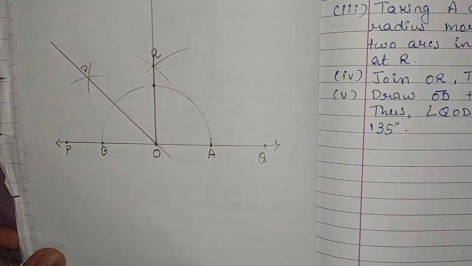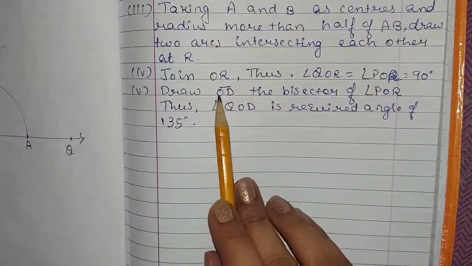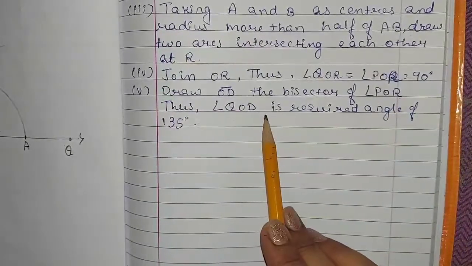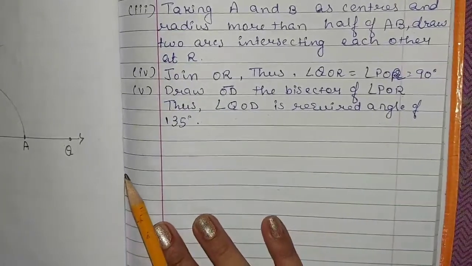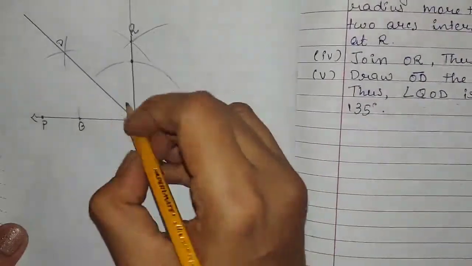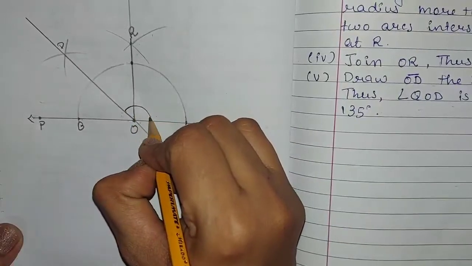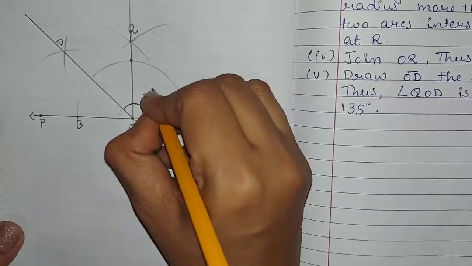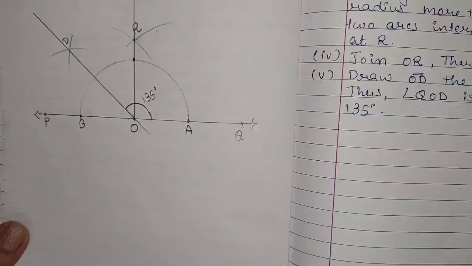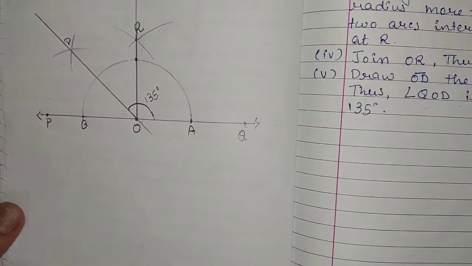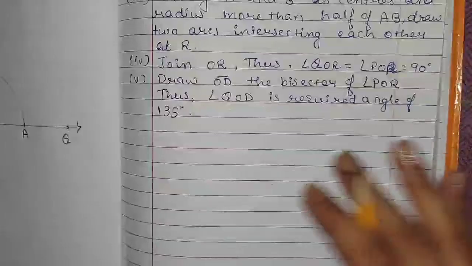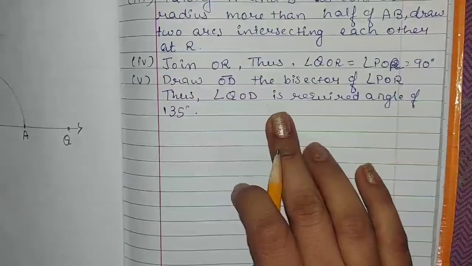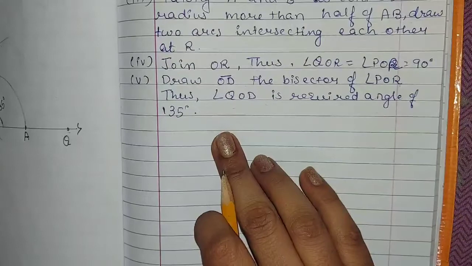So let us see the last step. Draw line segment OD, the bisector of angle POR. Thus angle QOD is the required angle of 135 degrees. Let us see in this figure. So here this angle QOD is the required angle of 135 degrees. Let us again see the last step. Draw line segment OD, the bisector of angle POR. Thus angle QOD is the required angle of 135 degrees.